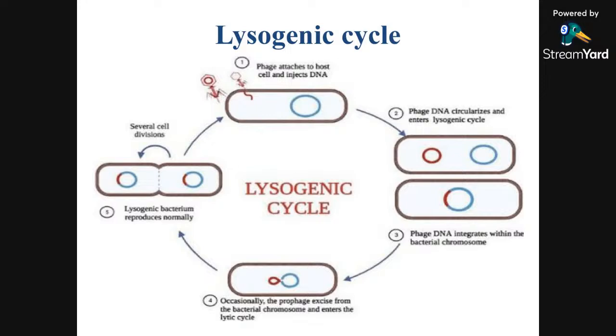First step, attachment and penetration, is similar to the lytic cycle. The phage attaches and injects its DNA into the host cell. Second step is integration. The phage DNA integrates into the bacterial chromosome and becomes a prophage. Third step is dormancy. The prophage remains inactive and replicates along with the bacterial genome during cell division. And last is induction. Under stress like UV light or chemicals, the prophage exits the bacterial genome and enters the lytic cycle.